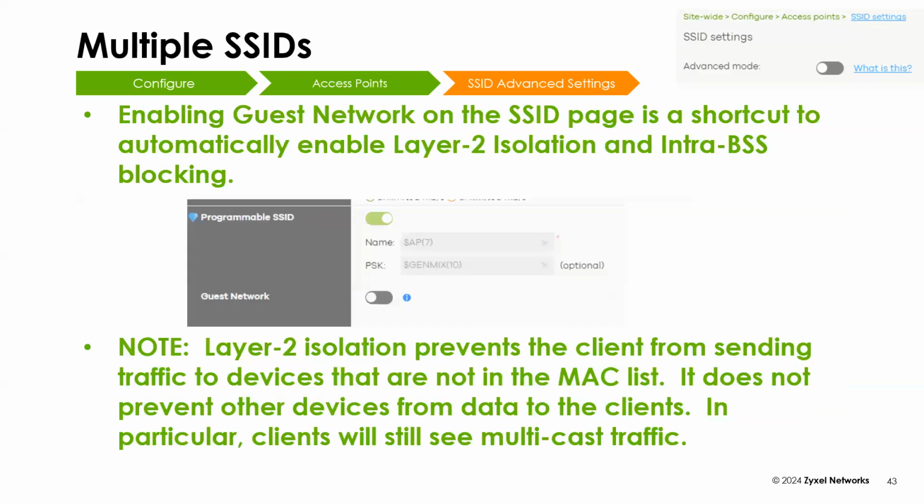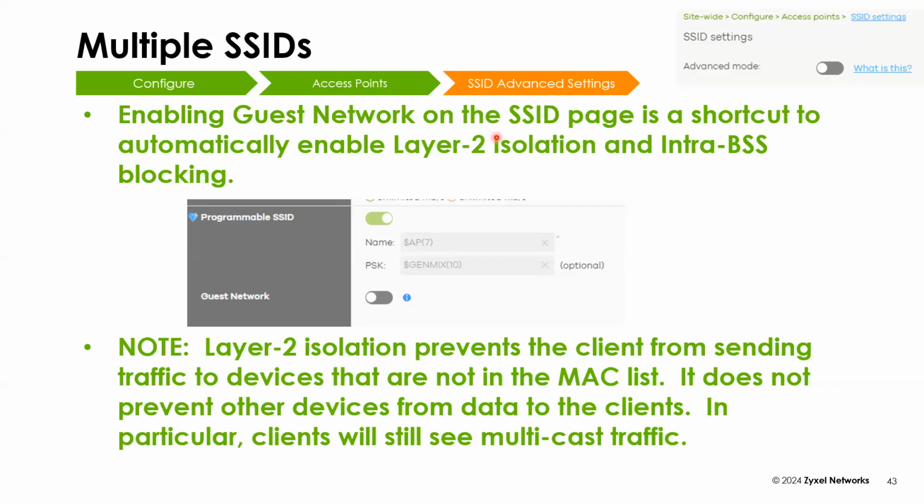So one thing that's key, and something that causes some confusion, is that the layer 2 isolation feature is only filtering outbound traffic from the client. It is preventing the client from accessing or sending traffic directly to something on the LAN unless it's been whitelisted.